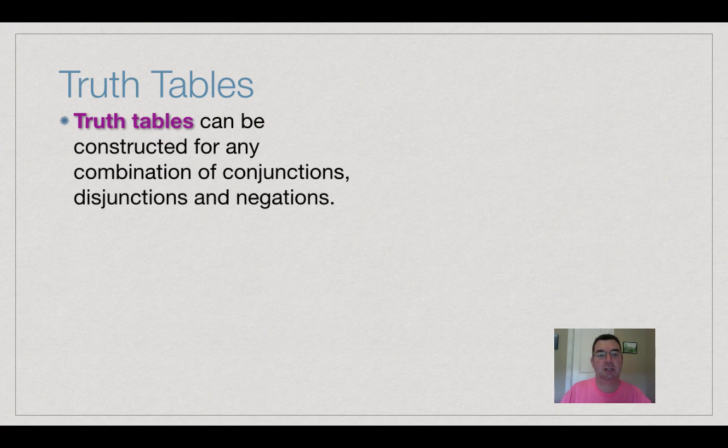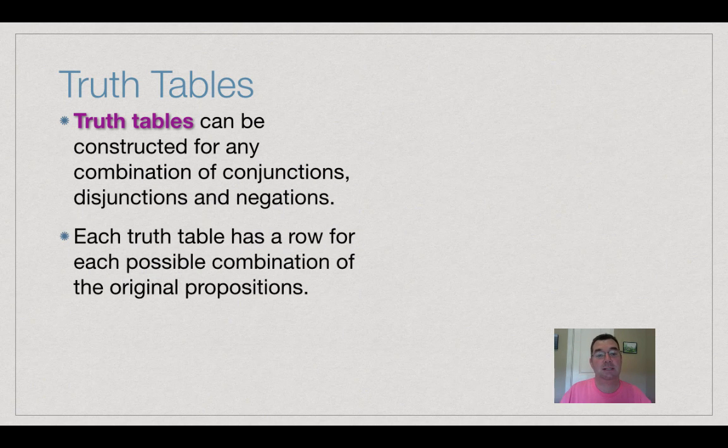They can be constructed using any combination of conjunctions, disjunctions, negations, all that good stuff, even the exclusive ones. Each truth table is going to have a row for each possible combination of the original propositions. So depending on how many original propositions there are, we're going to need a certain number of rows.